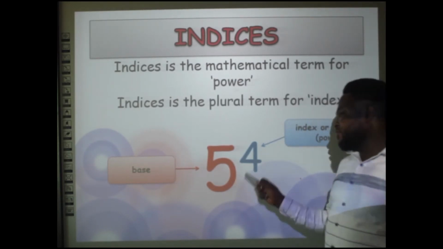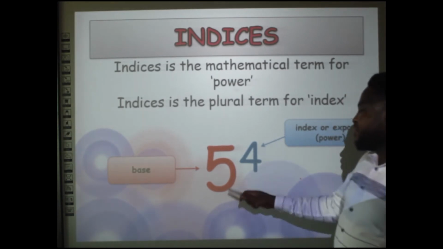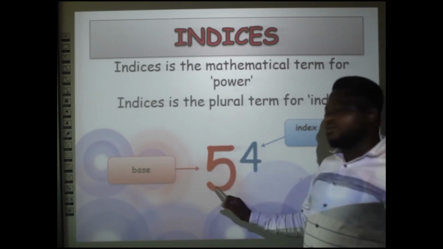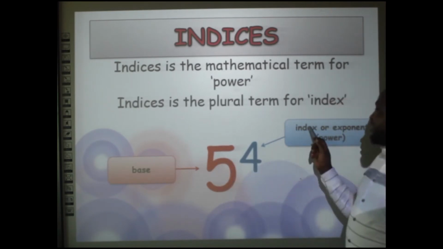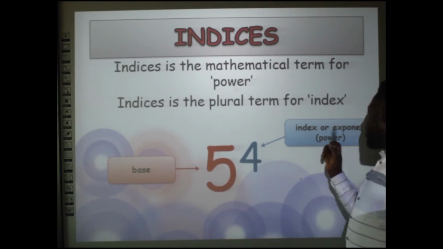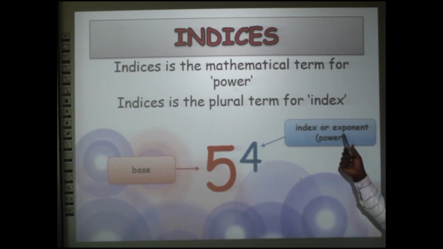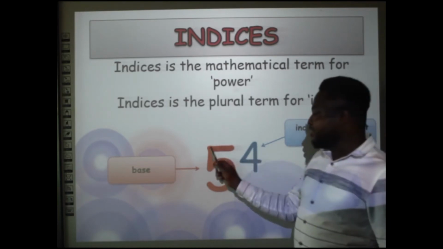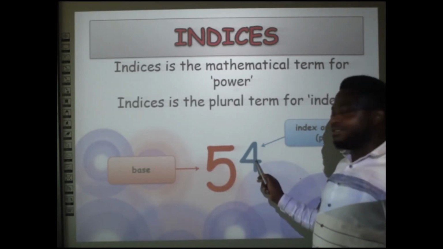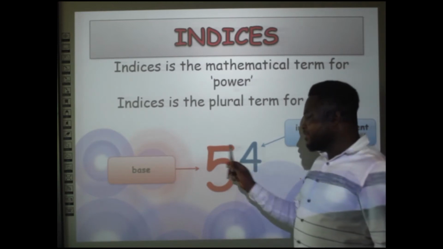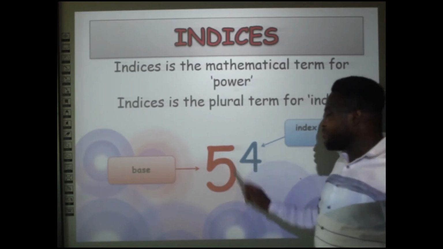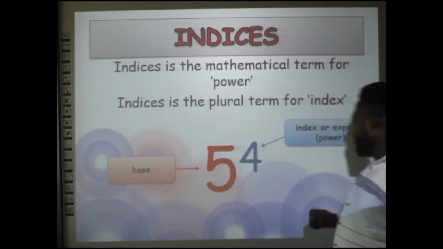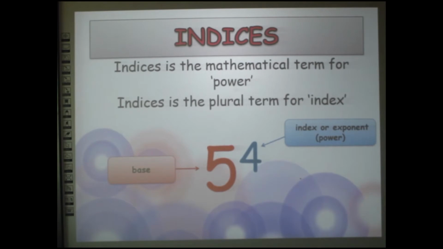Now look at what we have here. This is 5, this is 4. This 5 is always called the base. This is the base number. While this 4 is the index or exponent or the power. You observe that the base is written bigger than the power, the exponent or the index.